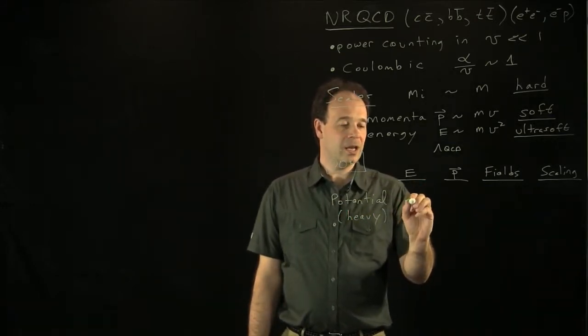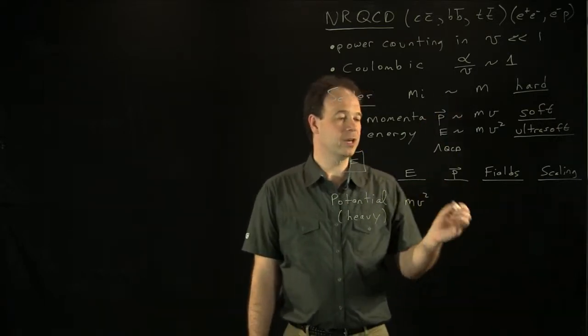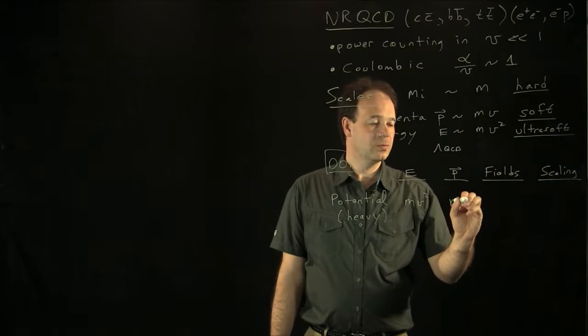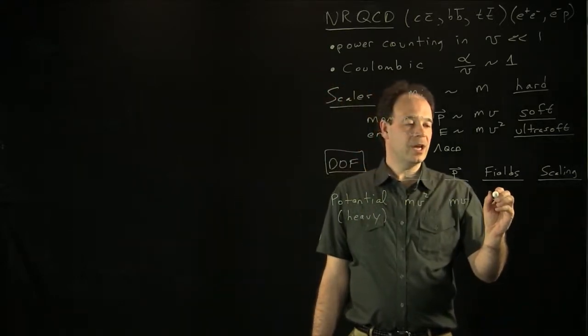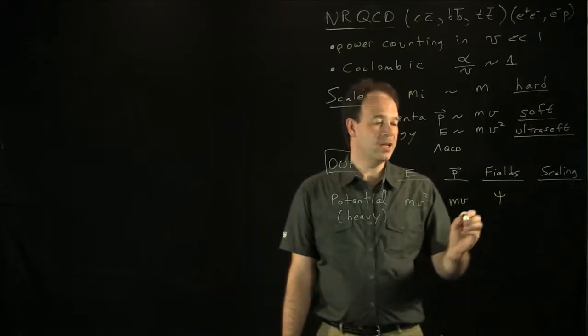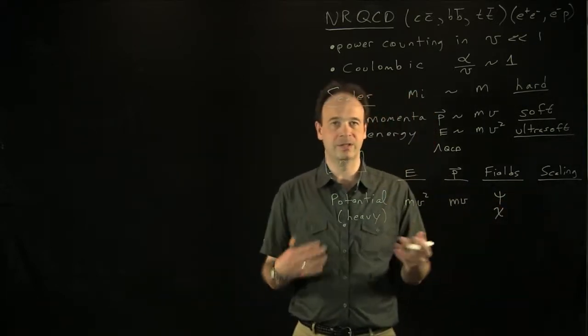And the power counting that they have is exactly kind of how we outlined. This is sort of how we set up the power counting. So the energies are of order mv squared, and the momentum are of order mv. And the type of fields that we have are we have particle field psi, and separately we have an antiparticle field chi.